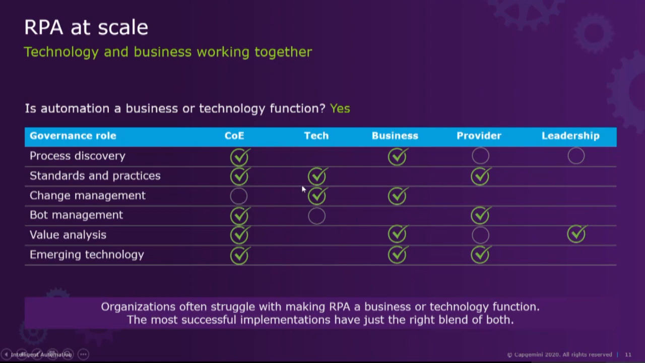COE might work closely with the technology teams on building the standards and practices so that they integrate well with other technology work that's happening in the company. Technology and business both closely involved with the change management aspect of this. Oftentimes companies will work with a third-party experience provider like Capgemini for building the standards and practices, working with the bot management, working with the innovation and the evolving technology to build up that capability.